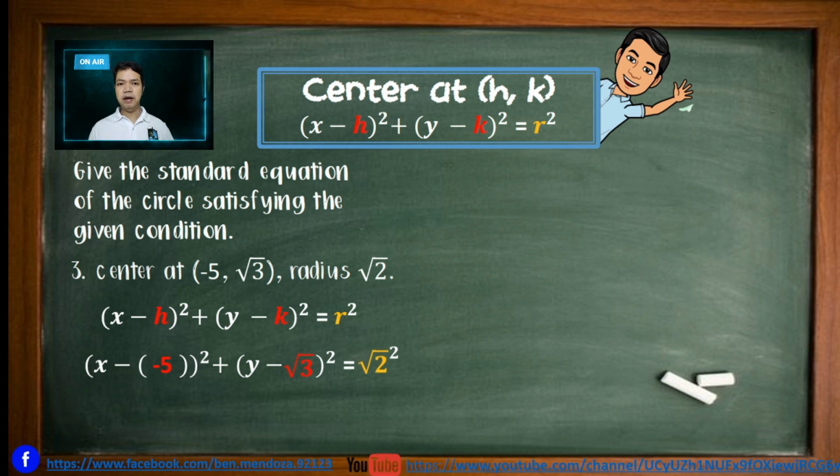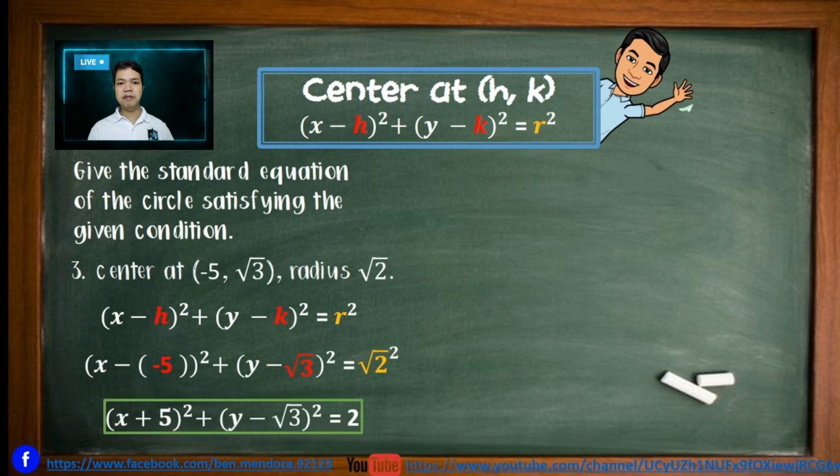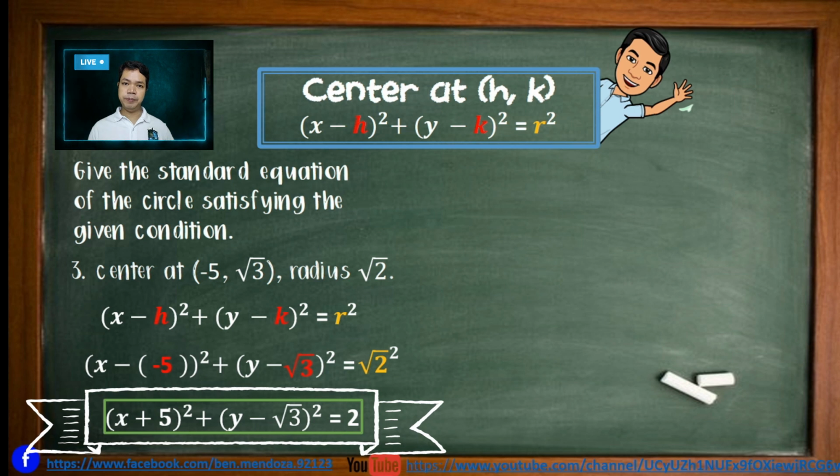So now we evaluate the left side. What is x minus negative 5? Negative times negative will give us a positive value. So this becomes (x + 5)² + (y − √3)² = (√2)², which will give us positive 2. So this will be the equation in standard form.